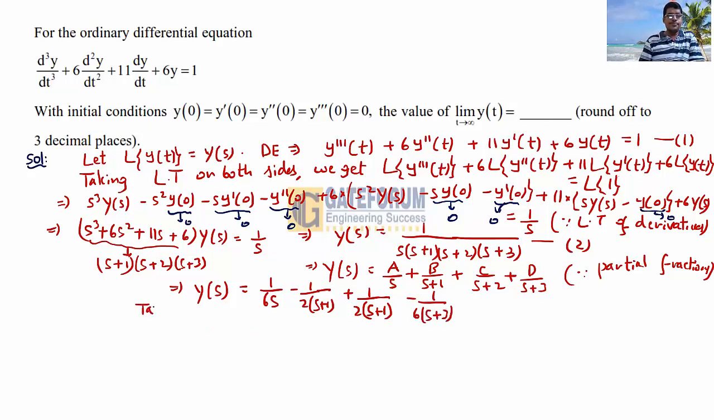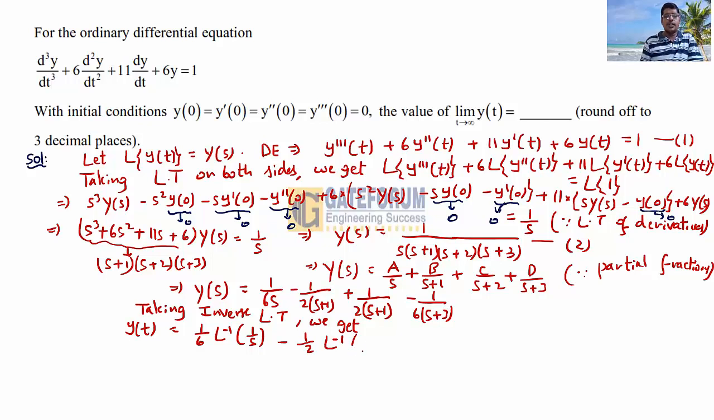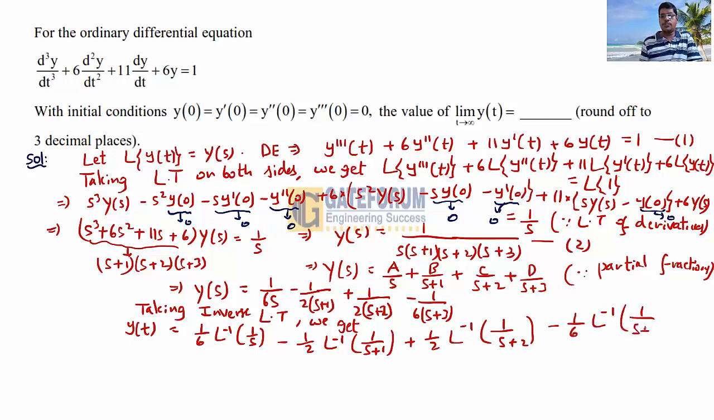Now taking the inverse Laplace transform on both sides, L inverse of Y(s) is nothing but y(t). This is 1 by 6, taking all the multiple constants outside, L inverse of 1 by s, minus, according to the linearity property, half into L inverse of 1 by s plus 1, plus half into L inverse of 1 by s plus 2, minus 1 by 6 into L inverse of 1 by s plus 3.